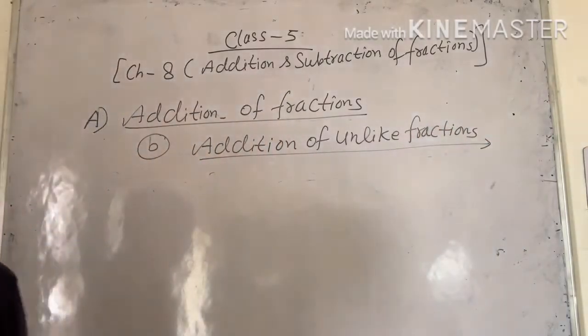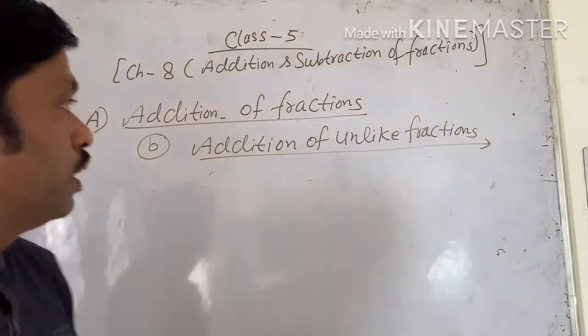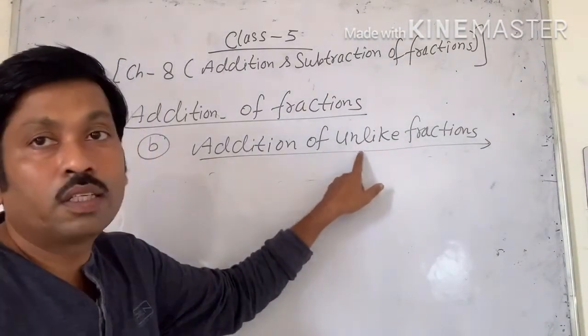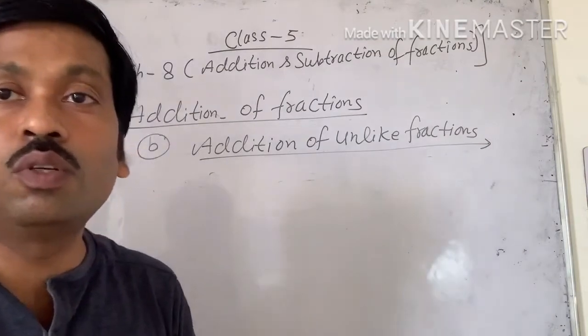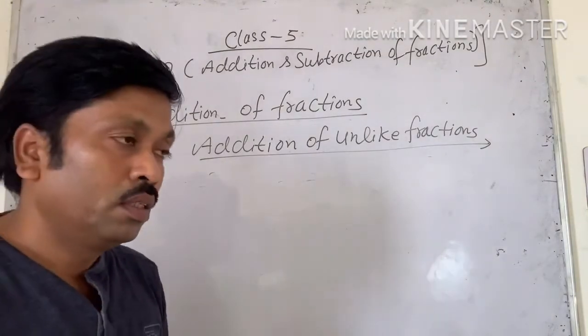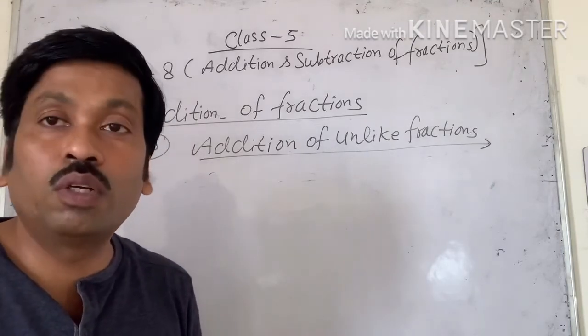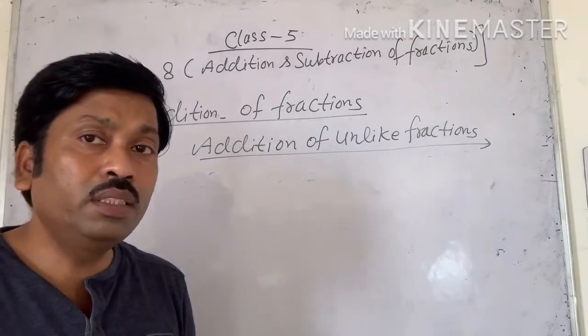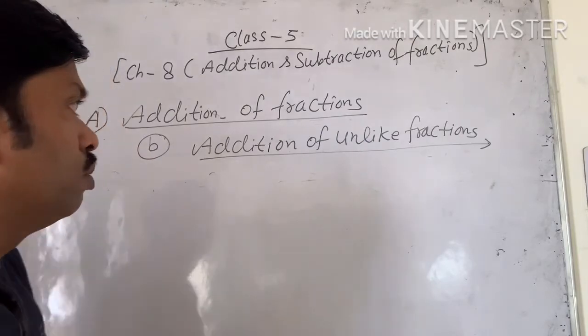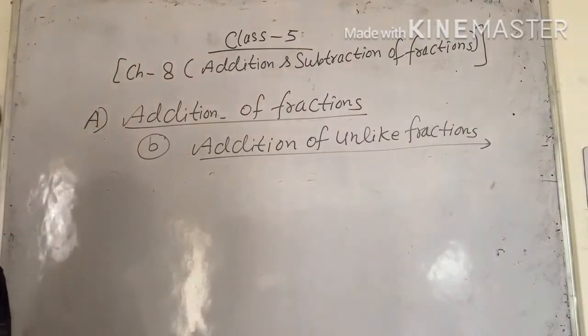What will we do? Addition of unlike fractions. Unlike fractions, you know about that. Unlike fractions are those fractions whose denominators are not equal to each other. It means the denominators are not equal to each other. And how can we add them?